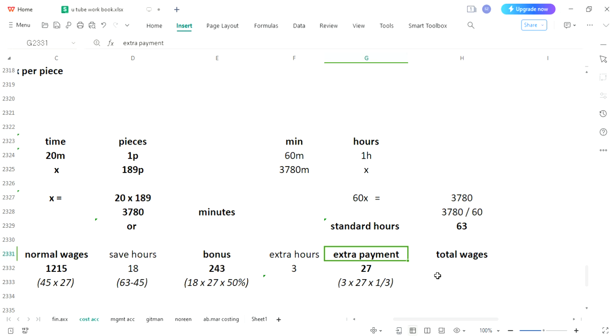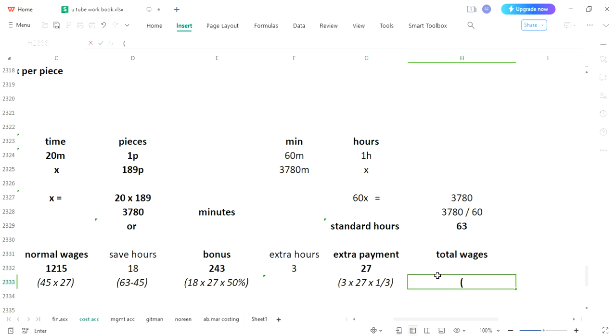Now we are in a position to calculate our total wages, for which you will add all of your amounts. First you have 1215, and then you will add second amount of bonus 243, and then third amount for extra payment 27. In this way your statement has been completed, and now you can calculate the amount. 1215 plus 243 plus 27. So we have got our total payment for X.